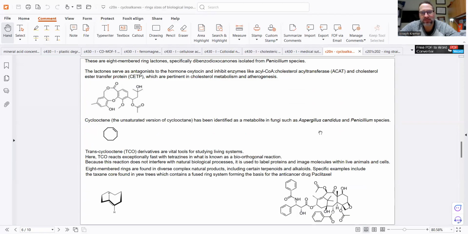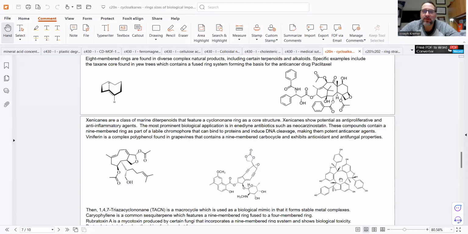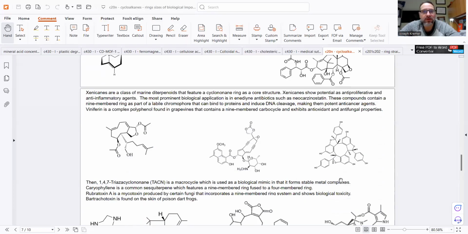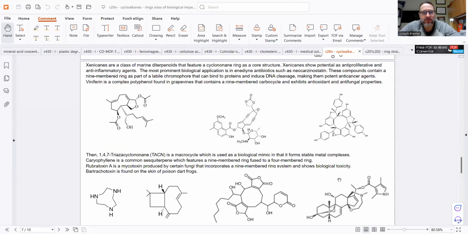One of these is an anti-cancer drug, paclitaxel, has several chiral carbons in it. And shall we try nine-membered rings.